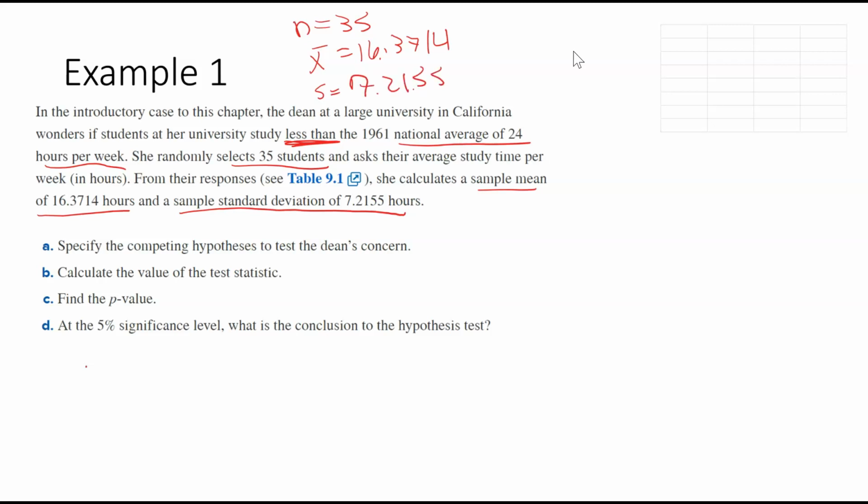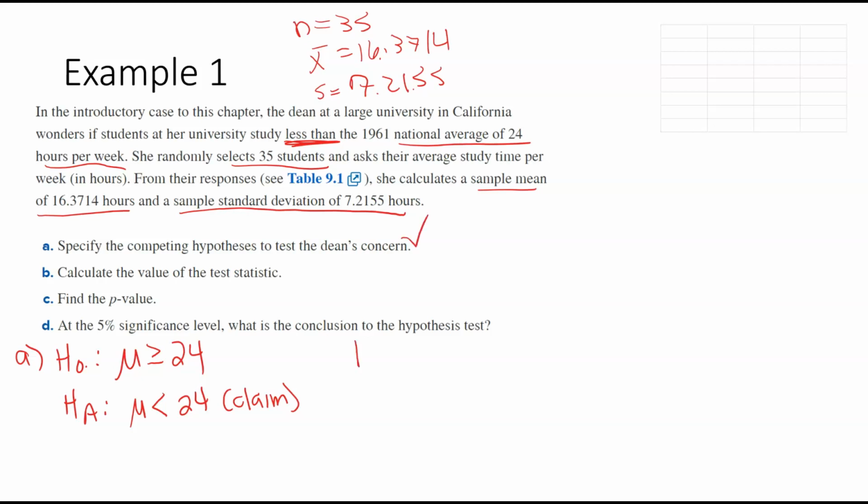So specify the competing hypotheses. All right, so the null and the alternative. We know we're dealing with the average, and we know we're dealing with 24. So what are they interested in? She's interested if her university students study less than the average. Well, less than does not have an equal to, so that becomes our alternative. And this is what they're interested in. The opposite of less than would be greater than or equal to. So here we go. That is that.